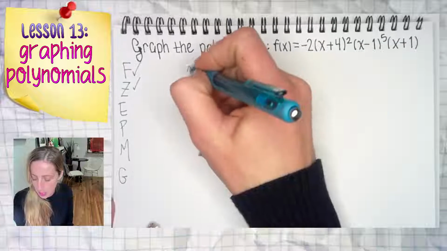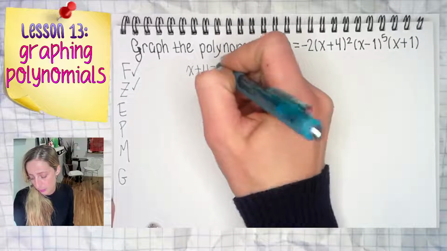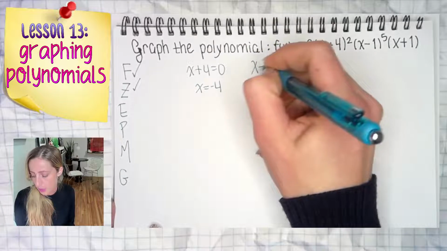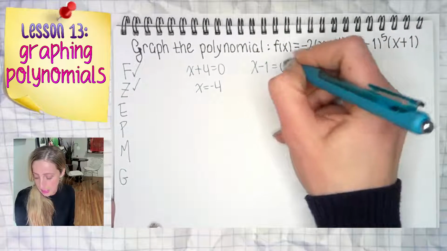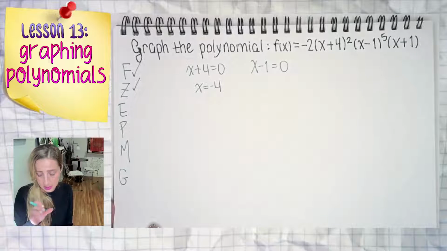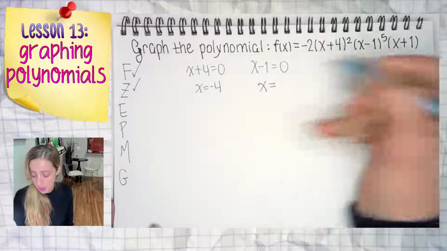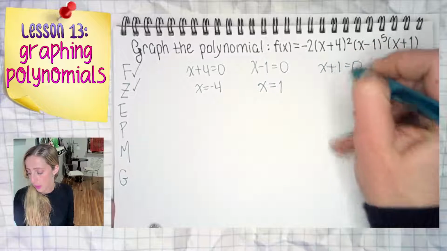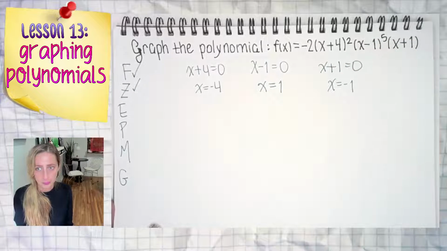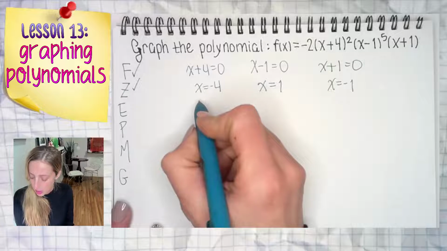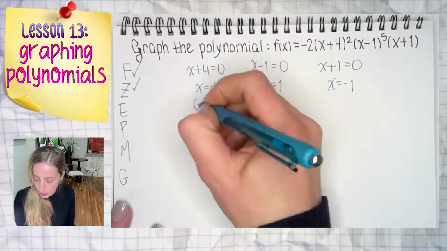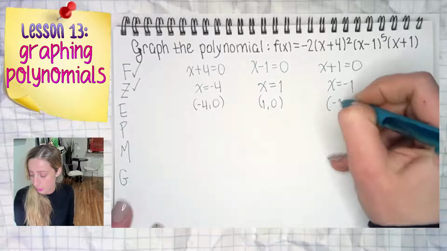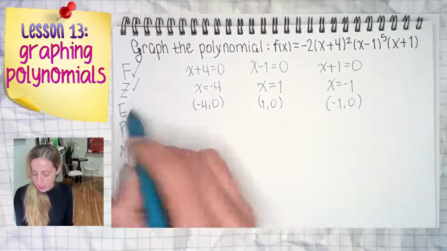x plus 4 equals 0. That means x equals -4. Next, x minus 1. We just deal with the inside. We've already discussed why we don't have to worry about the multiplicity, or exponent on the outside, at the moment. x equals 1. And then x plus 1 is 0, x equals -1. Okay, here we go. Now, those are the zeros. If you wanted to write them as intercepts, we could write them as ordered pairs. That's beautiful as always.